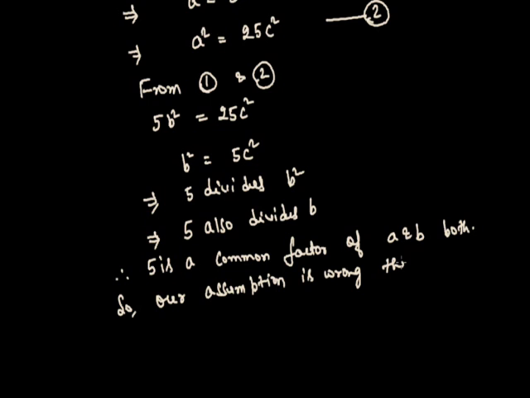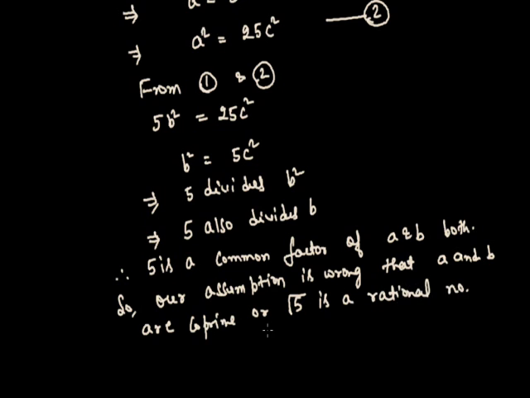Now 5 is a common factor of a and b both, so our assumption is wrong, that a and b are coprime, or that root 5 is a rational number. Therefore root 5 is an irrational number.